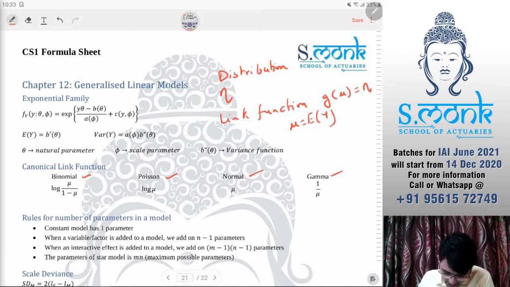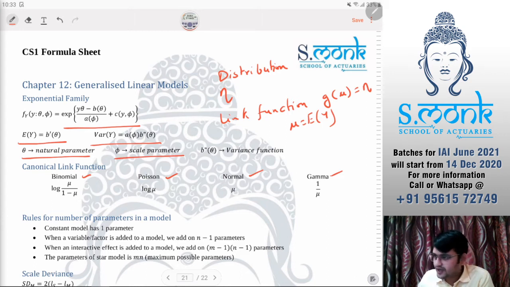Now whenever you are looking at the exponential family, this is the pattern of your f of y, and your expected value must be b dash theta, variance must be a(phi) b double dash theta, where theta is the natural parameter, phi is called the scale parameter, and b double dash theta is called the variance function. So you have direct questions about defining or finding the natural parameter, scale parameter, and variance function of a particular f of y.